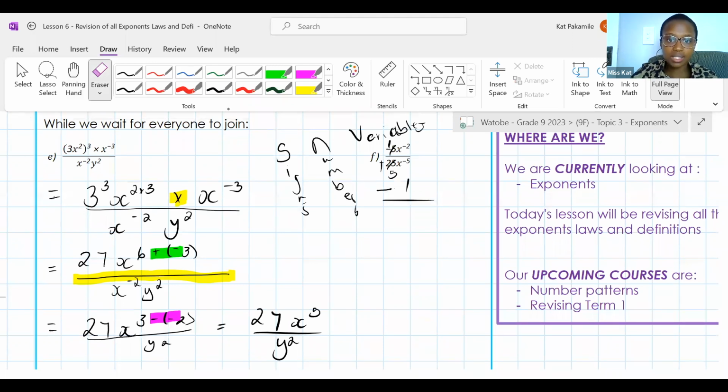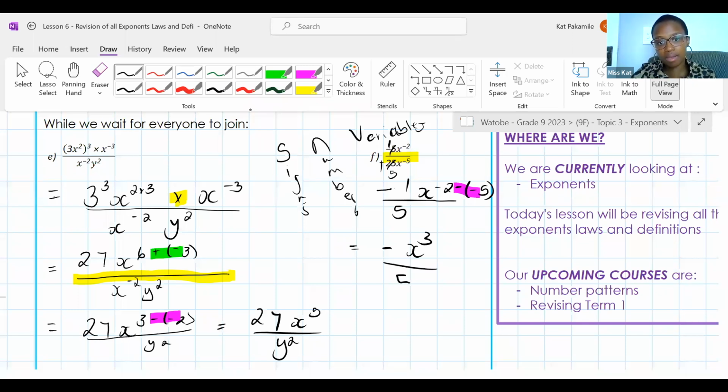Wonderful. Let's deal with the variables. We are dividing, as we can see over here. So you will have x^-2. When we are dividing, we subtract minus negative 5. So that will be negative x^(-2 + 5), which is x cubed, and this answer will be all over 5. And we are done.